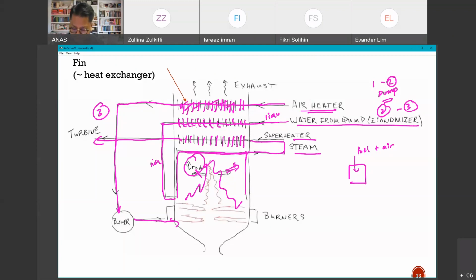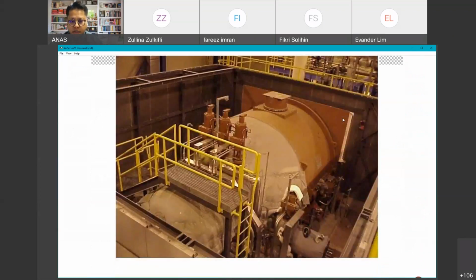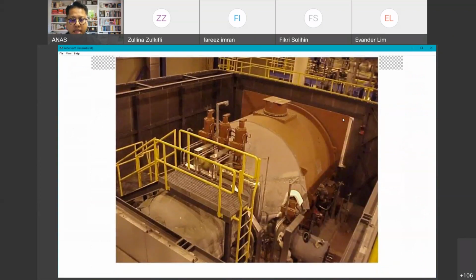All right. So again, to give you some perspective, if you look over here, this is the standard size of the equipment that we generally deal with in the industry.